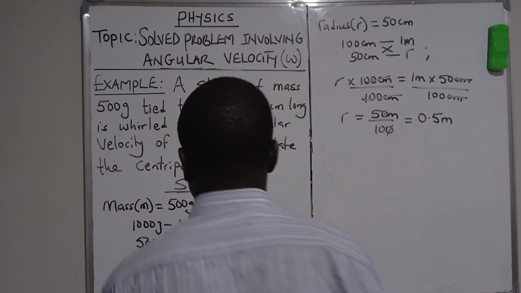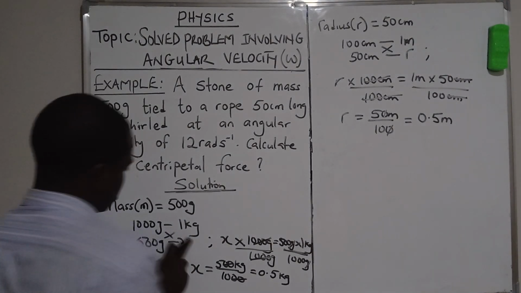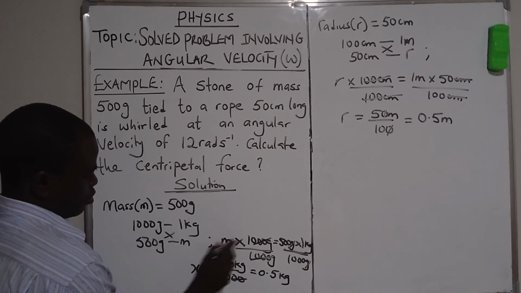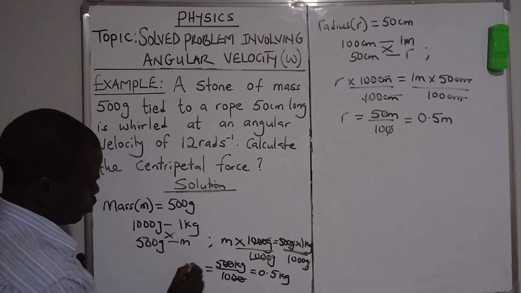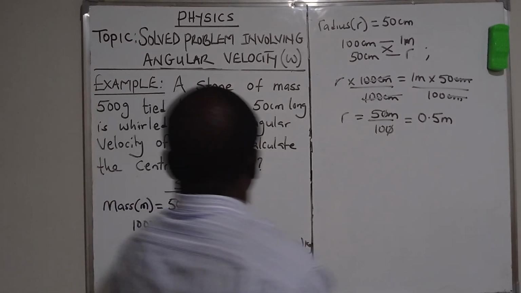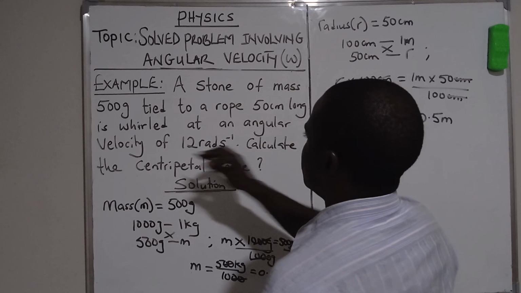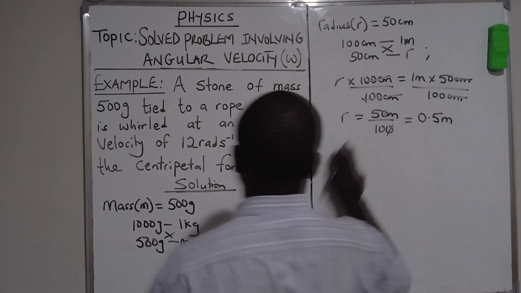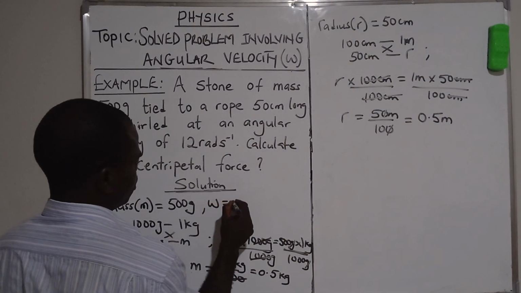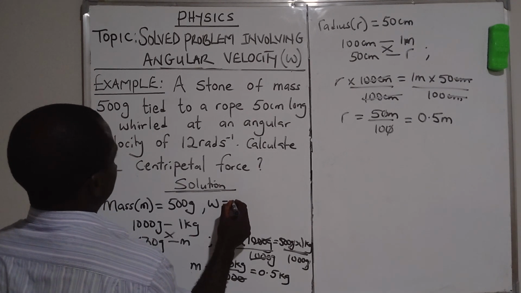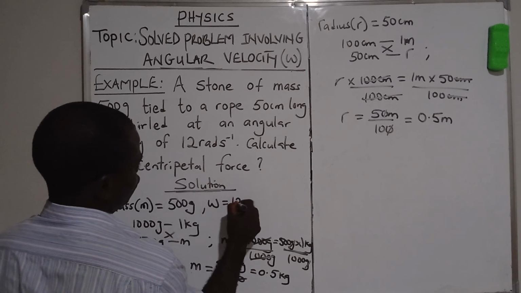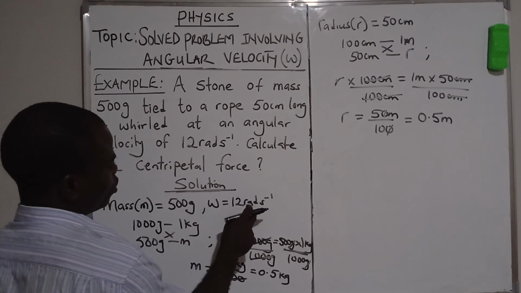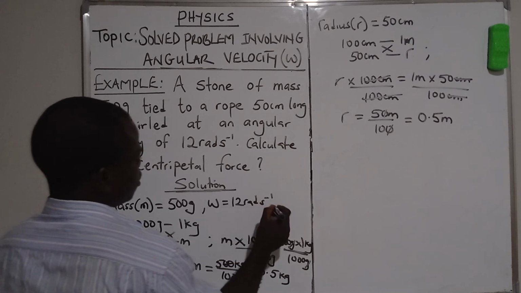Let's call the mass M, since we have represented it by M, which is mass. Now the rope is whirled at an angular velocity, W represents angular velocity, which is 12 radian per second. The unit of angular velocity is radian per second. Calculate the centripetal force F.